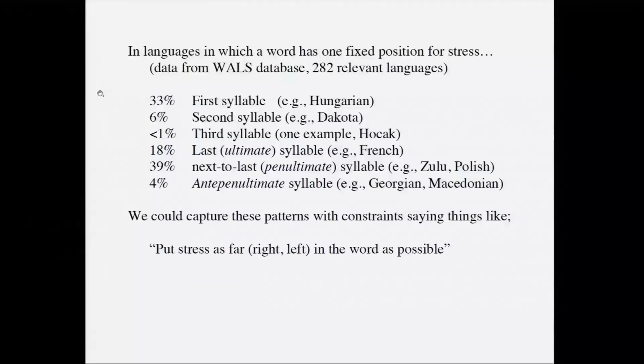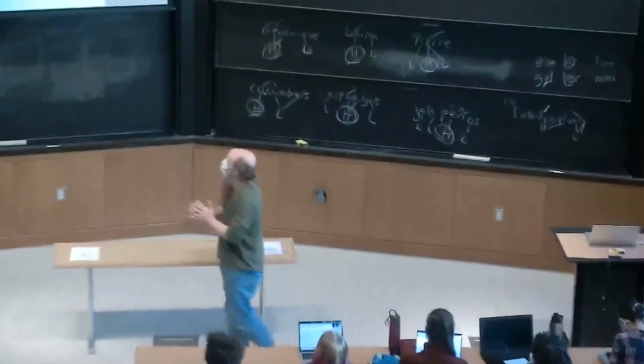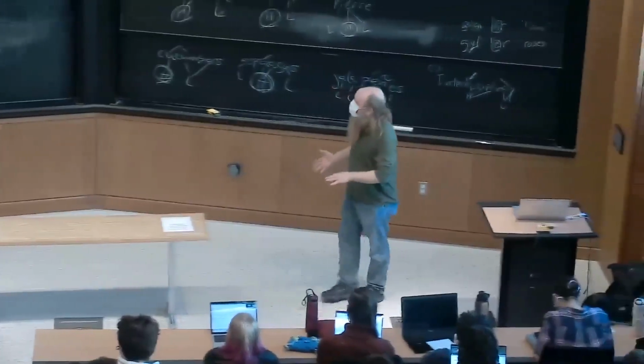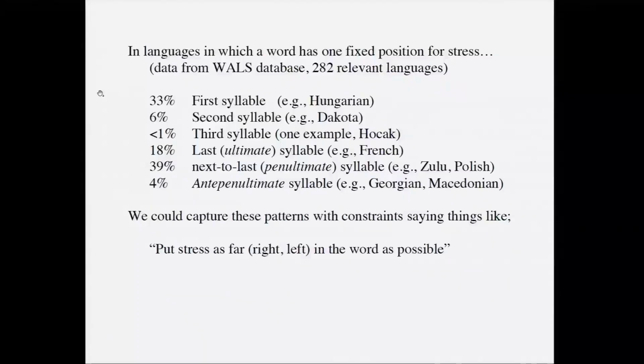One way to describe this kind of pattern is to have constraints, like the constraints that say things like don't have three consonants in a row, constraints that say things like put stress as far to the left or as far to the right in the word as possible, and then have that constraint interact with other constraints that say things like don't stress the last syllable or don't stress the first syllable.